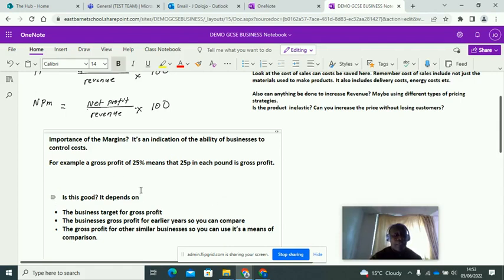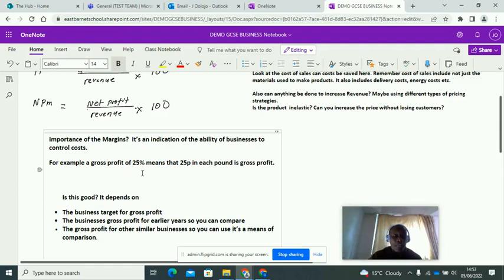So what it simply means, an example, if you have a gross profit of 25%, what does that mean? It means that 25p in every pound is gross profit. So obviously companies are looking for higher gross profits, okay? Unless it's a particular reason why they know they won't have a higher gross profit, maybe in terms of they've decided to expand or something like that. But normally you would be expecting to get a higher gross profit or at least a stable gross profit.